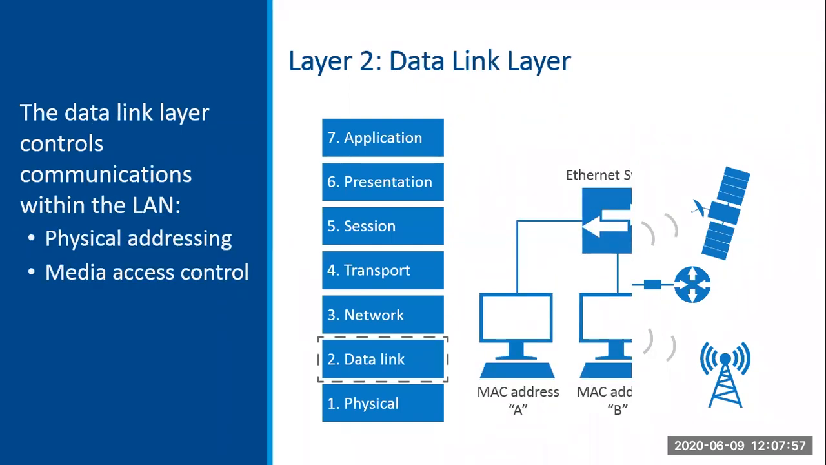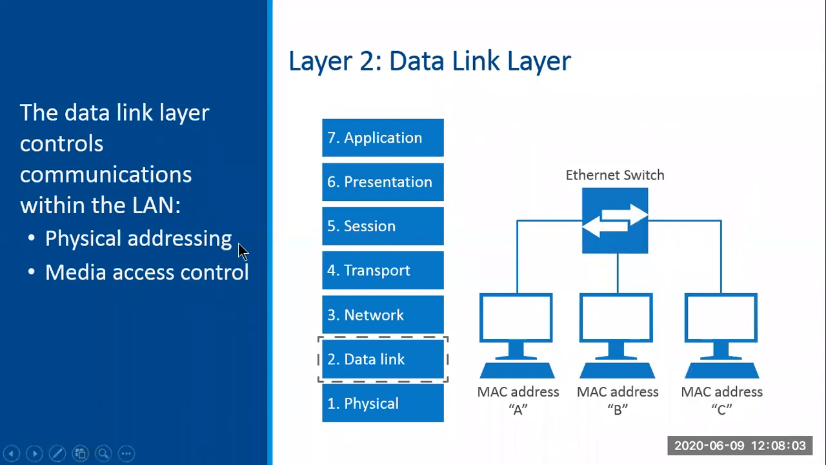Data link layer, layer 2, has as one of its primary functions to provide the MAC address, sometimes called the physical address or the hardware address. All of those are the same names for the MAC address, and that MAC address uniquely identifies each individual device. It's typically burnt in or coded in by the vendor or manufacturer of the device.